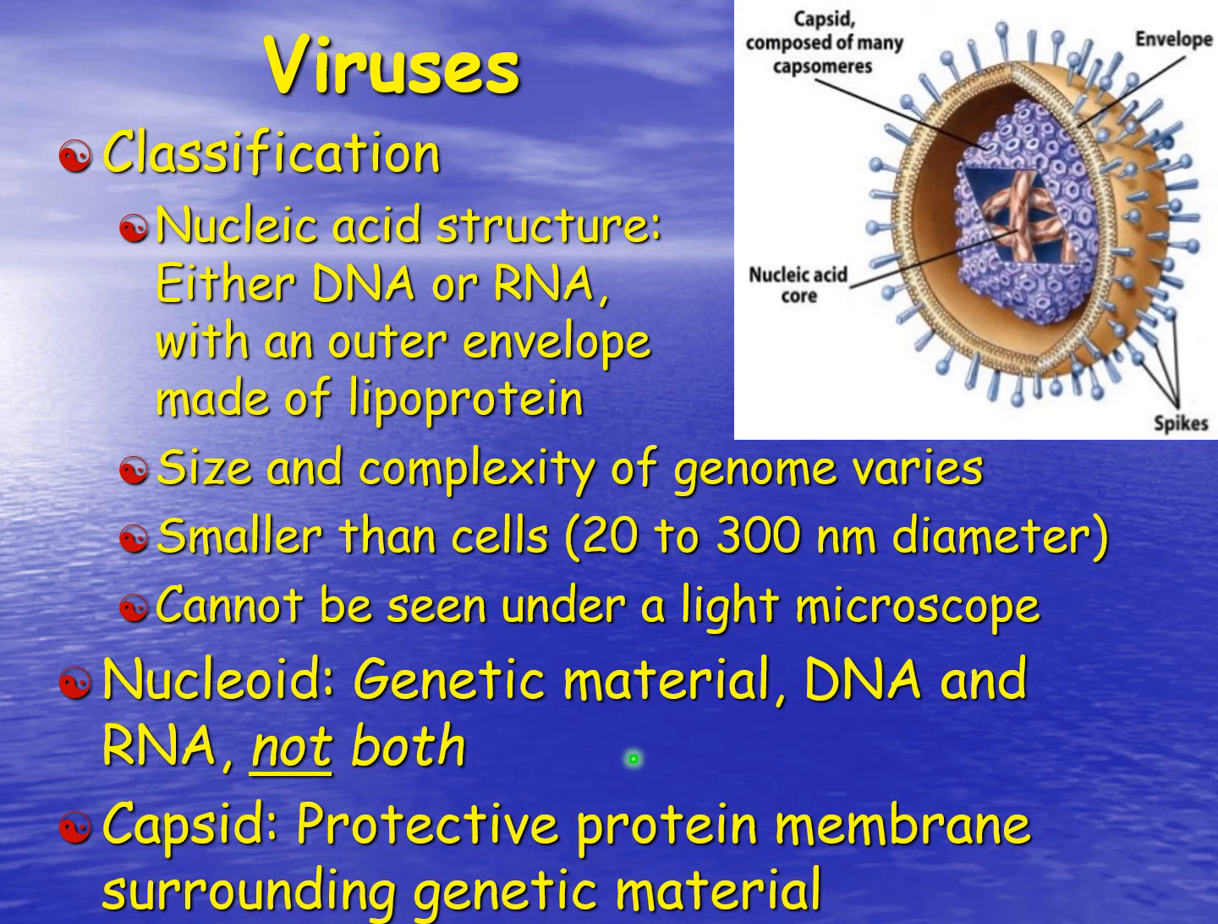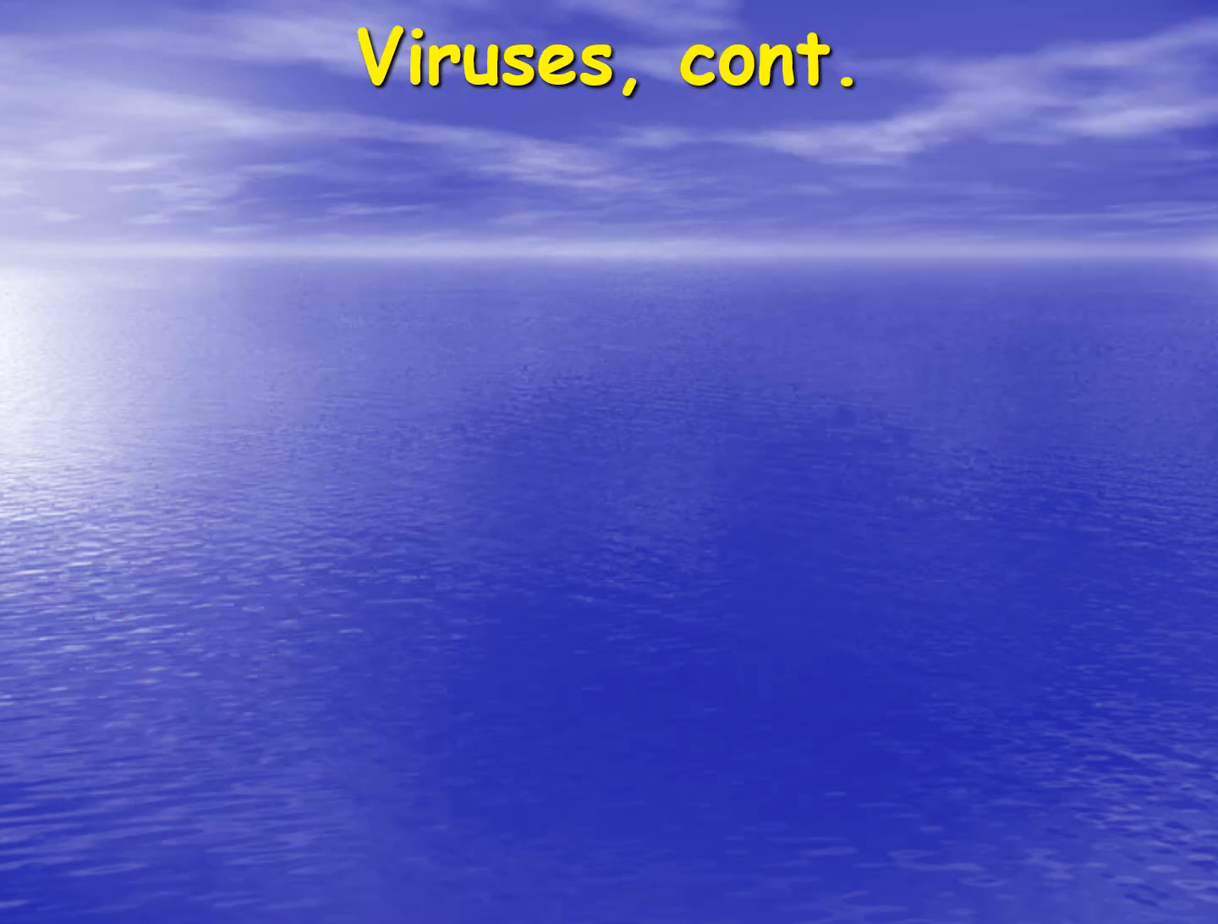The capsid is simply that protective protein shell that surrounds the genetic material. The capsid can take on various geometrical shapes. They can form a helical structure, or an icosahedral structure, around the nucleic acid.